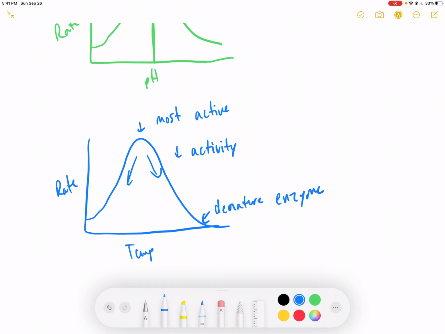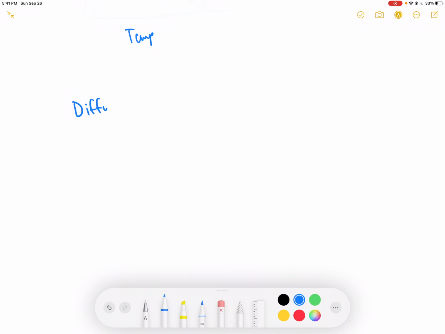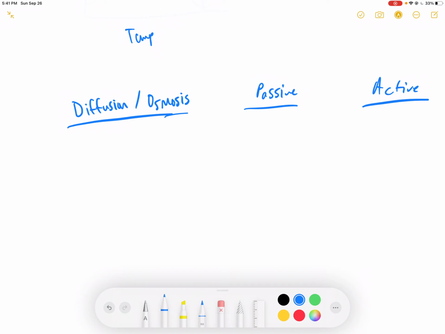Okay? So now we're going to get into transport. So transport, we have diffusion, osmosis, we have passive transport, we have active transport. Now, diffusion and osmosis are passive transport, okay? It is still part of passive transport, but we call it two different things.